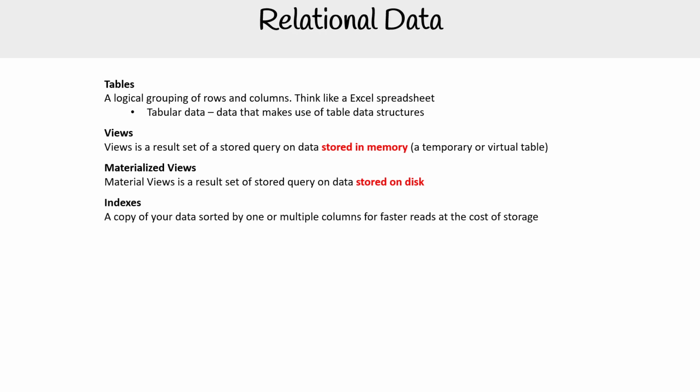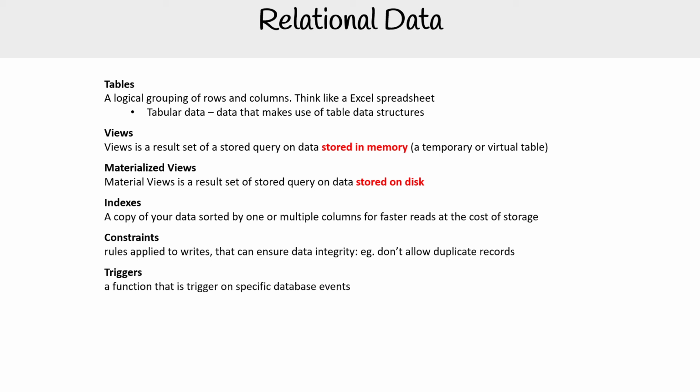Then you have indexes, and this is a copy of your data sorted by one or more columns for faster reads at the cost of storage. So think of it kind of like a virtual table, but it doesn't include all the columns, and it's just to help you understand what order to retrieve data. You have constraints. These are rules applied to writes that can ensure data integrity. So like if you have a database and you want to make sure that there are no duplicate records, you put a constraint for no duplicates, things like that.